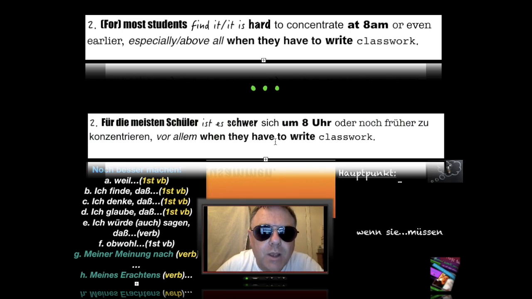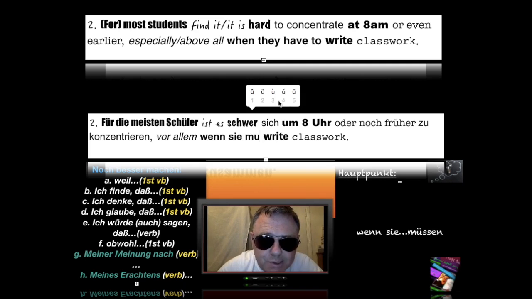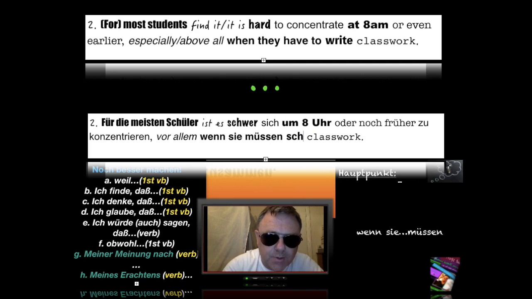So, when they have to, or if, and when in the sense of if or whenever. So we're going to use wenn. So vor allem, wenn. Okay, and straight away we have to think about that first verb that comes after it. That has to go to the end of that clause. So vor allem, wenn sie, if they. Okay, now have to write. So müssen is have to. Sort out the word order in a minute. So you've got müssen, meine Damen und Herren. Schreiben, so it's a modal verb sequence.